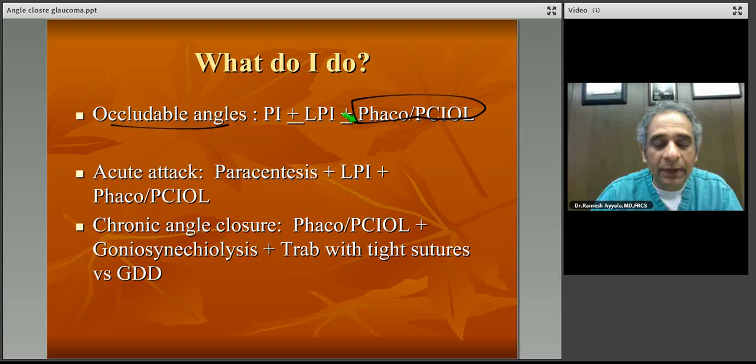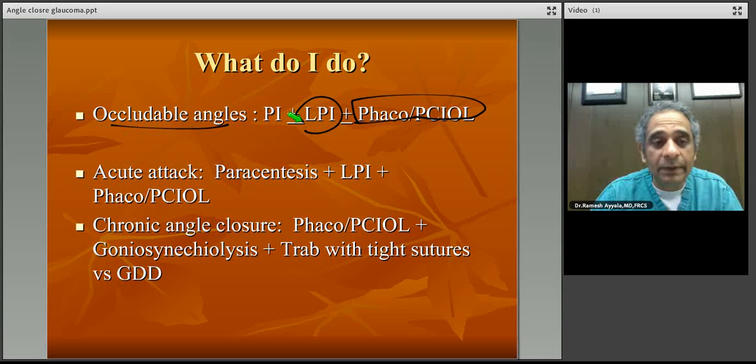So if a patient is old enough to have a cataract with occludable angles, the treatment that I offer is a little LPI, to decrease the convexity of the iris so they don't develop an attack when you dilate the pupil on the table. Take the cataract out, and the patient will do great.